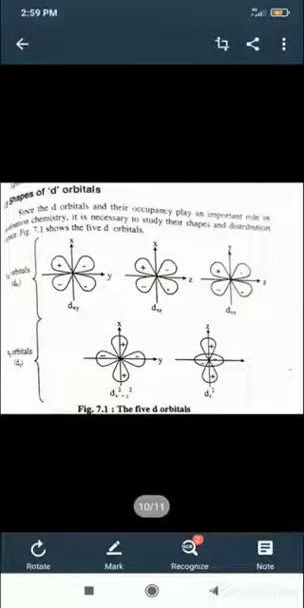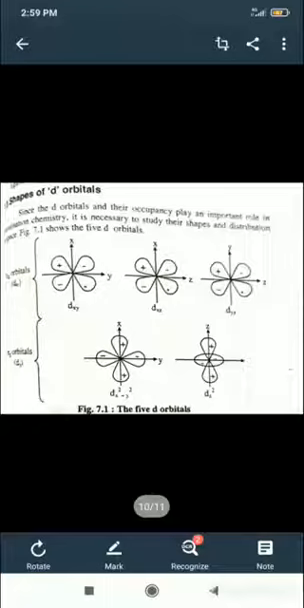Everybody knows about the s orbital. It is spherical in shape. P orbitals are divided into three, that is px, py and pz. They are dumbbell in shape. And now the third one, that is the shapes of d orbitals.